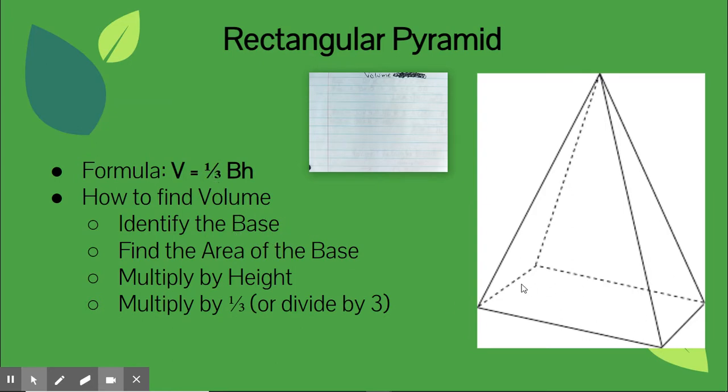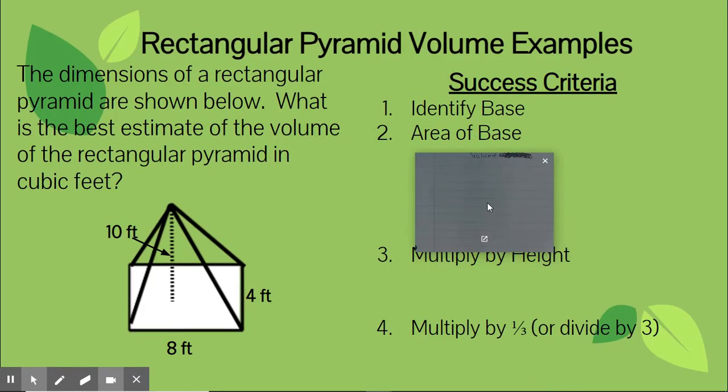So we want to identify the base. On these, they're all going to be rectangles, right? I'll find the area of the base. Remember, a rectangle's area is length times width, and then multiply it by height. So once again, because it's a rectangle, all we have to do is length times width times height, or base times height. I'm just going to multiply the 3 numbers that are given to me, and then at the very end, I'm going to multiply by 1/3 or divide by 3. Okay, so let's do a couple of examples.